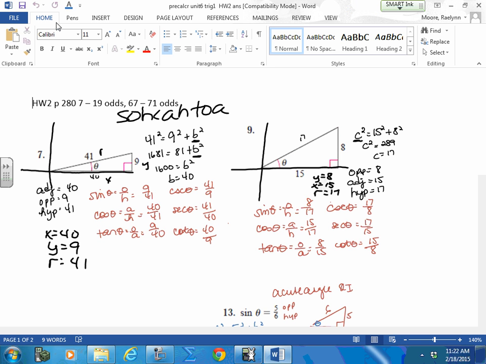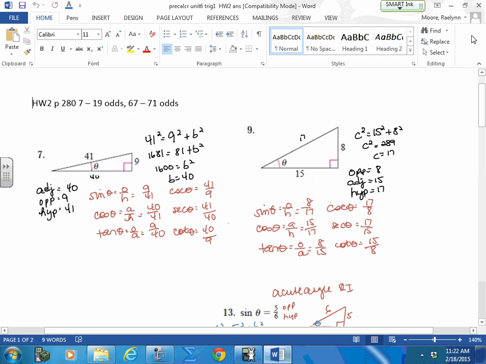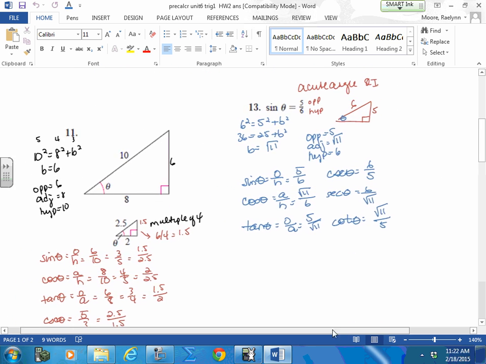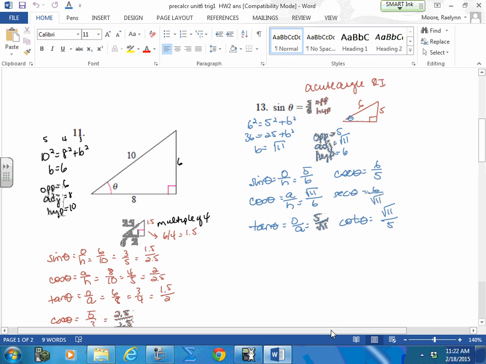Stop me if you have any questions. I'm just going to assume these didn't go so badly. Number 11 was a multiple of your 3, 4, 5. It's a 6, 8, 10. So if you wanted to, you could reduce it to your 3, 4, 5 and then work it that way.